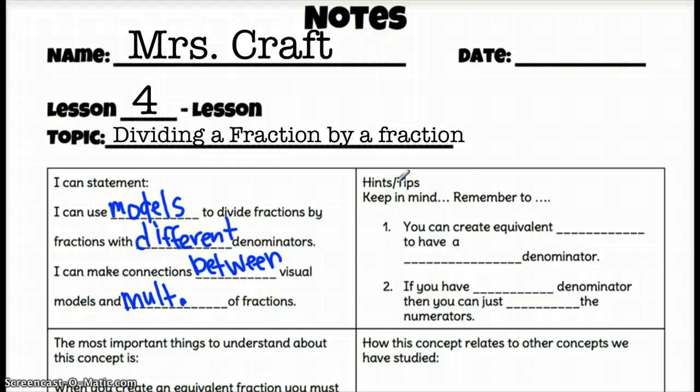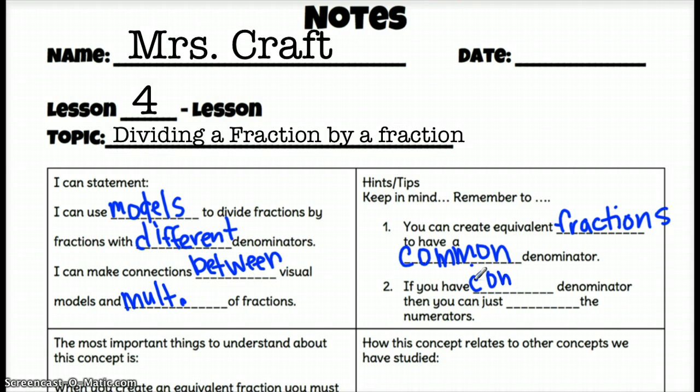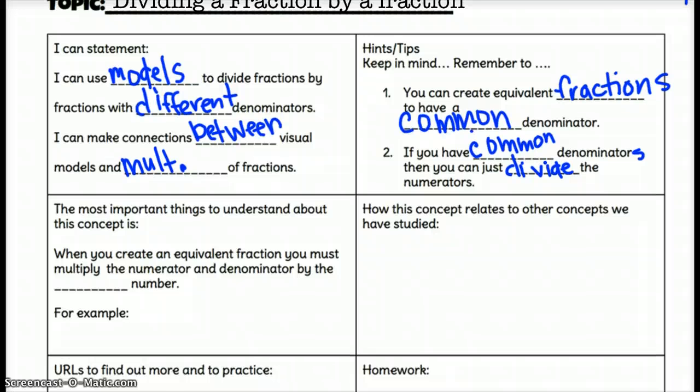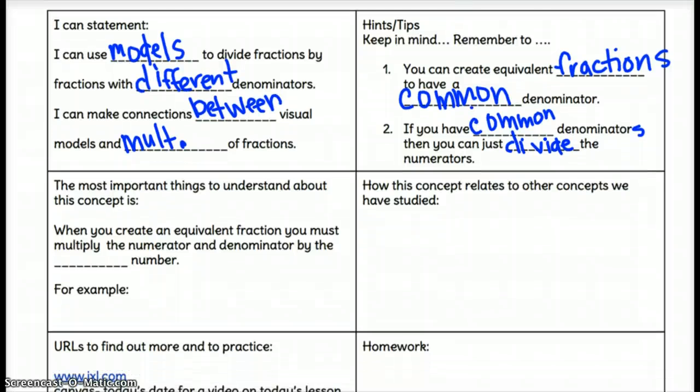Are you ready for this? Number 1, you can create equivalent fractions to have a common denominator. If you have common denominators, then you can just divide the numerators, just like we did in lesson 3. So today we're actually taking different denominators, changing them to have common denominators, so then we can divide.